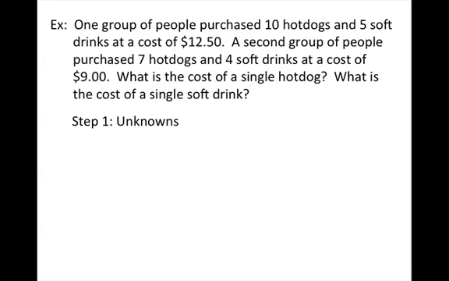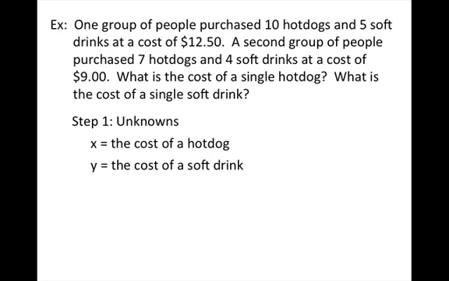So first, let's list our unknowns. I'm asked for the cost of a hot dog and the cost of a soft drink. So I'm going to let x be the cost of a hot dog and let y be the cost of a soft drink. Next, I want to set up my system. So look for 2 different things that you're told about the price for the hot dog and the soft drink. Well, I'm told the purchase that 2 different groups make. So I'm going to let each group's purchase be an equation.